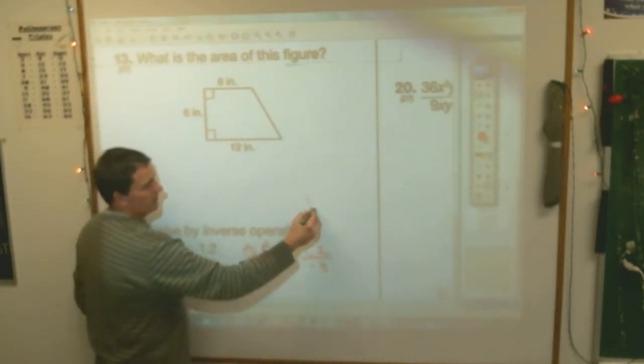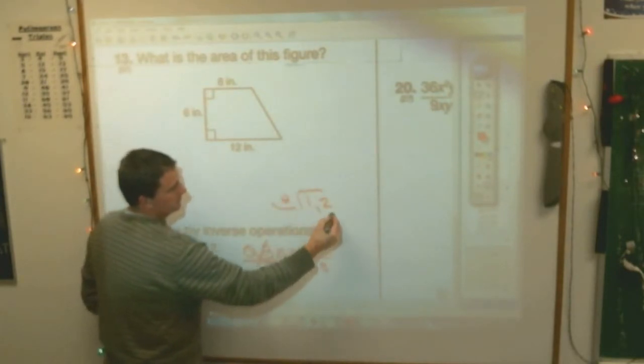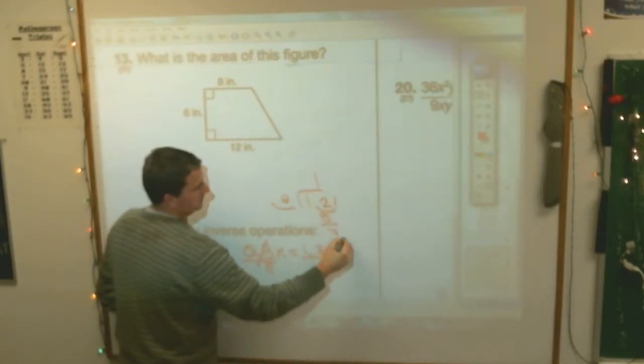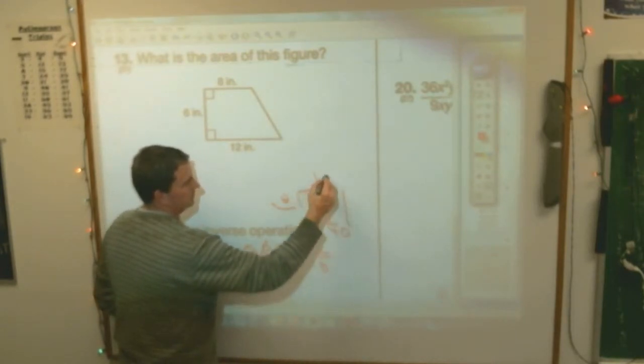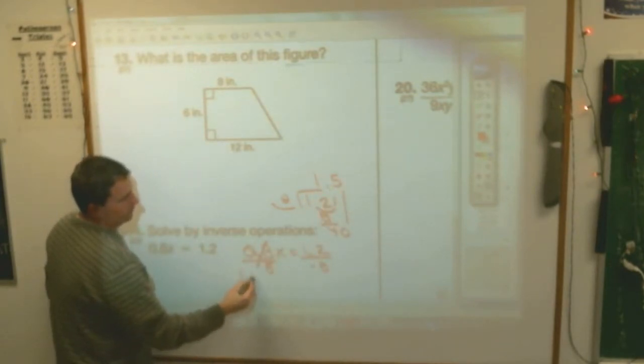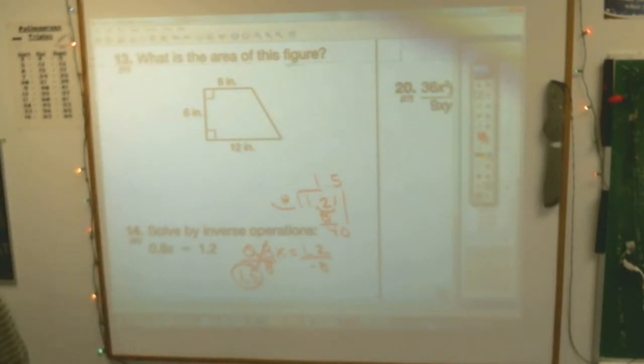You might have to actually do that out. 1.2 divided by 0.8. Move the decimal, bring it up. You get 1.5. Inverse operations. That's how we solve all equations. You always do the opposite. If it's division, you multiply; subtraction, you add. Sometimes you do a plethora of those things.